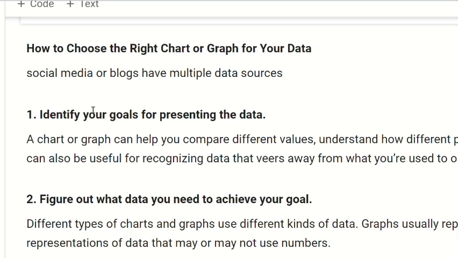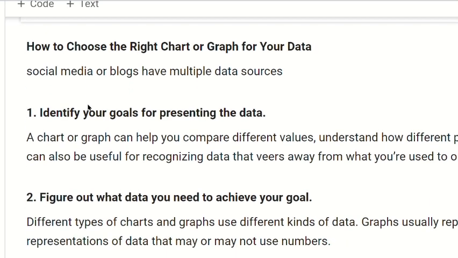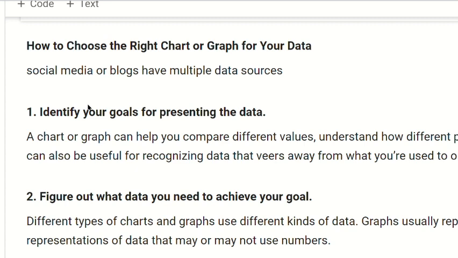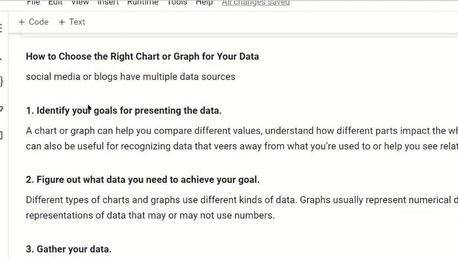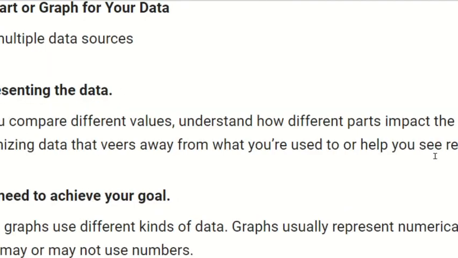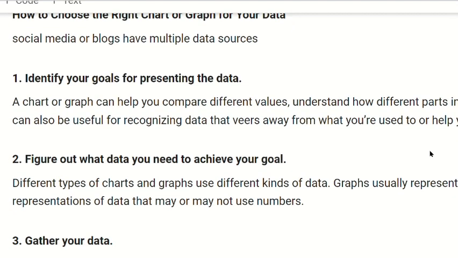So the first thing is we need to identify our goal for presenting the data. In digital marketing, what we do is check which company has more sales or more profits. So we need to show which company is on top or not. This is all about identifying our goal based on the data. It can be useful for recognizing data, understanding relationships between groups, and then figuring out what data you need to achieve your goal.